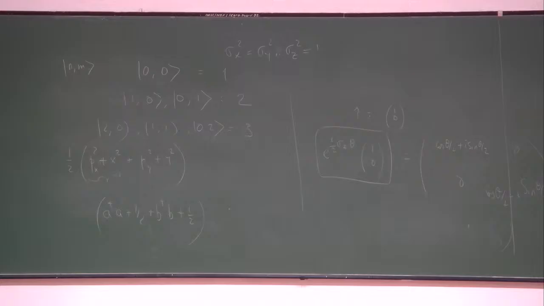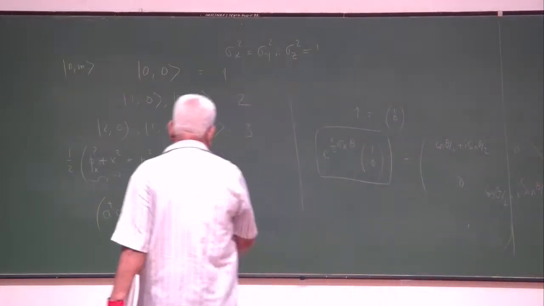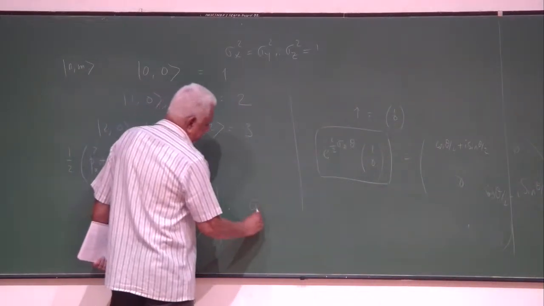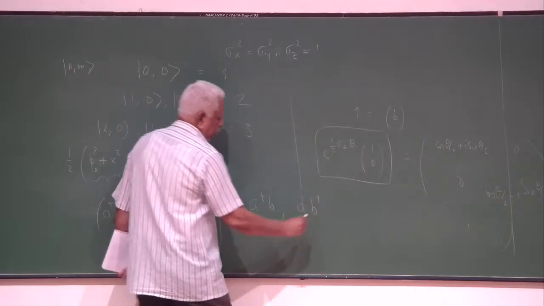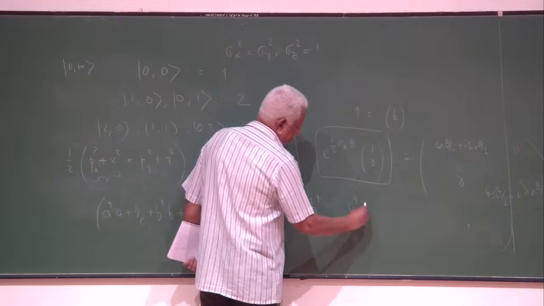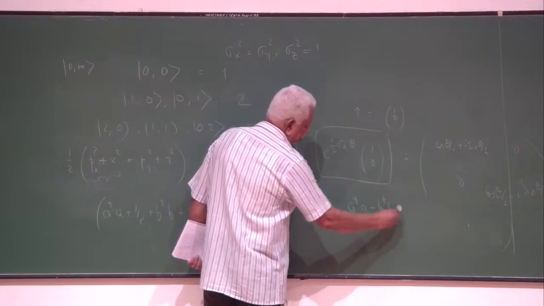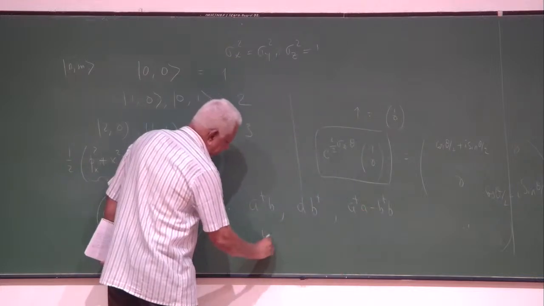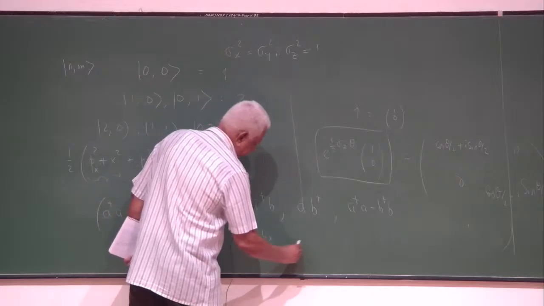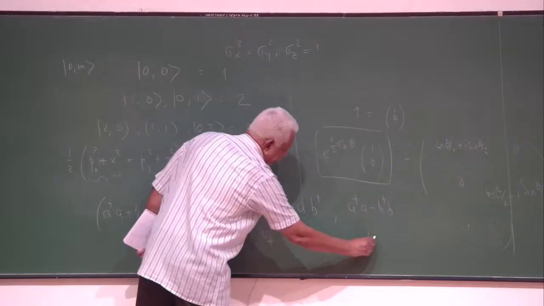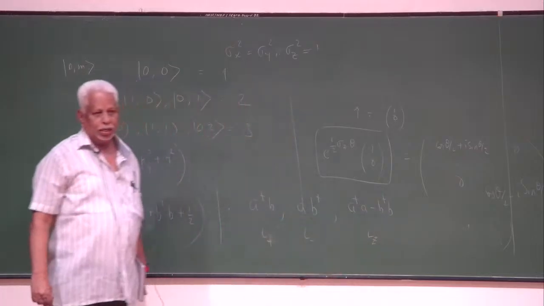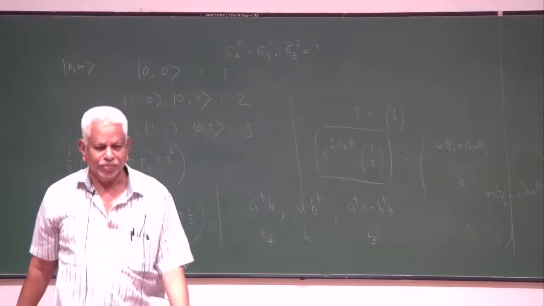So, you have two creation operators and two annihilation operators, A dagger, A, B dagger, B. What is the commutation relation? A, A dagger is equal to 1, B, B dagger is equal to 1. Now, I will give you another exercise you can work out. You construct A dagger B, A B dagger, and then A dagger A minus B dagger B. I will call these L plus, L minus, and Lz.